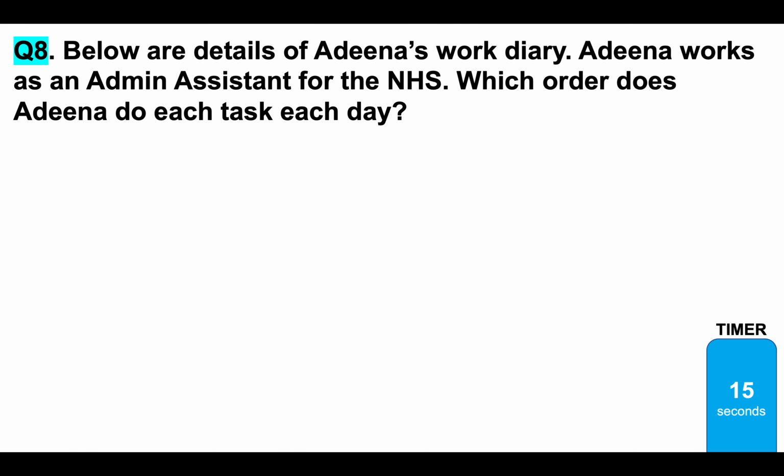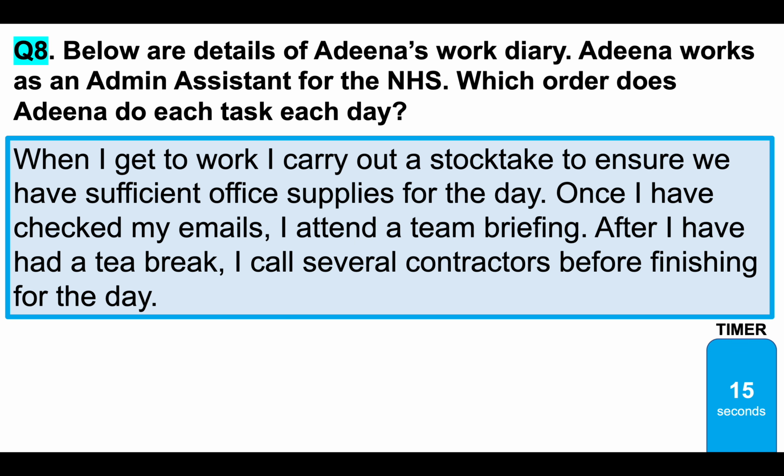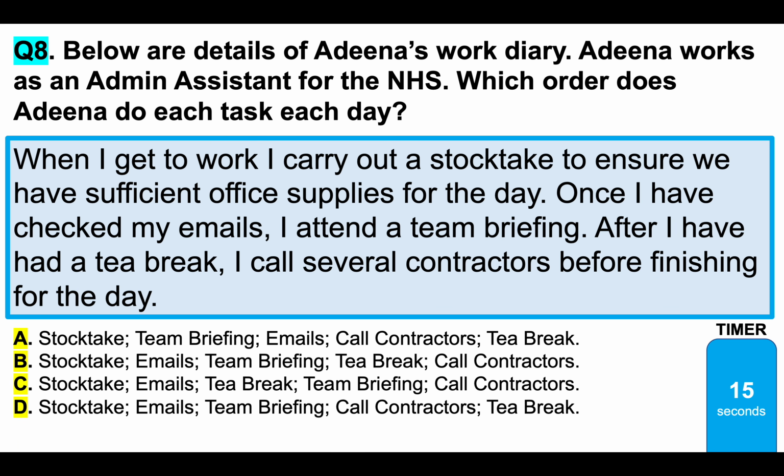Okay, brilliant. Question number 8. Below are details of Adina's work diary. Now, Adina works as an admin assistant for the NHS. Which order does Adina do each task each day? When I get to work, I carry out a stock take to ensure we have sufficient office supplies for the day. Once I have checked my emails, I attend a team briefing. After I have had a tea break, I call several contractors before finishing for the day. Is it A, B, C, or D, the order in which Adina does each task each day? Here's your timer.